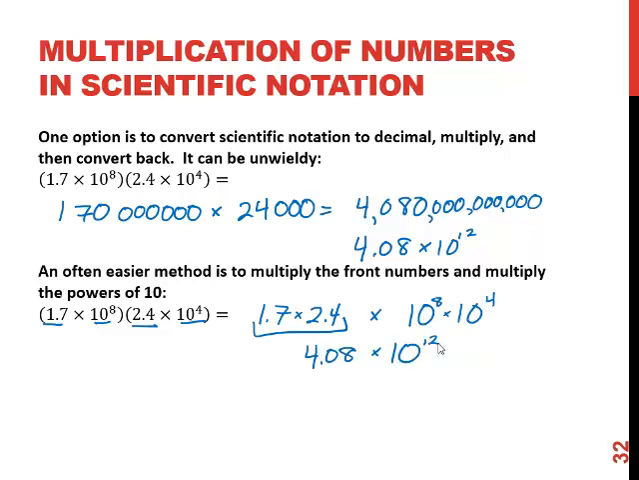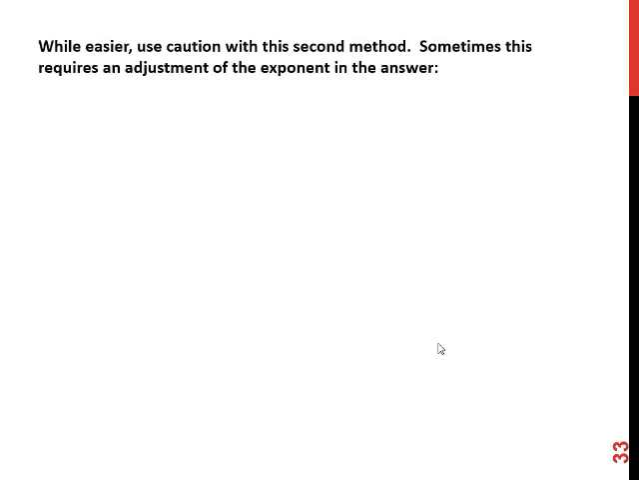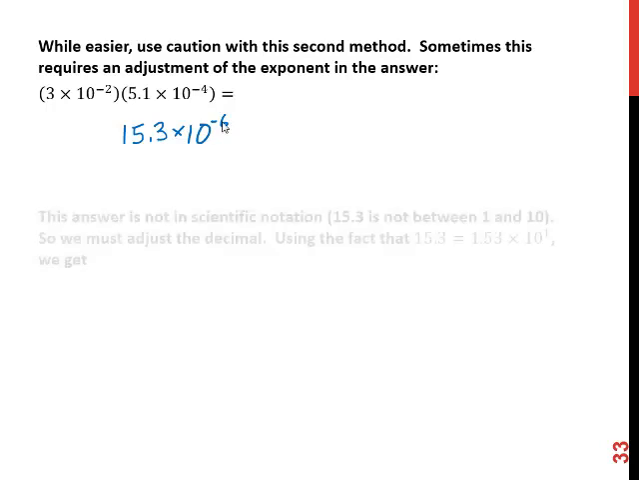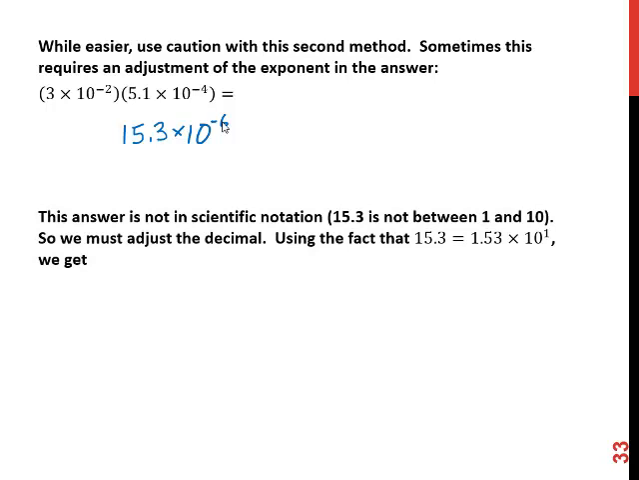That looks much easier. However, we have to be careful with that process, because sometimes we end up with an answer that needs an adjustment. Looking at this one, 3 times 10 to the negative 2nd times 5.1 times 10 to the negative 4th gives us 15.3 times 10 to the negative 6. But I don't like that answer. Why not, you may ask? It's not in scientific notation. The 15.3 is too big. It's not a number between 1 and 10. So we're going to have to adjust the decimal a little bit.